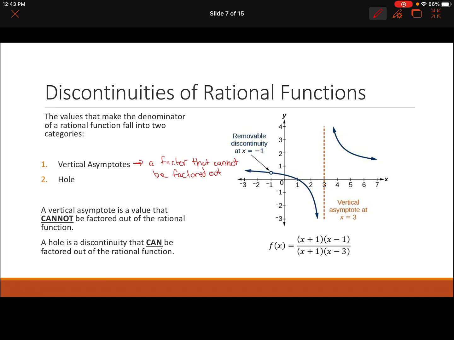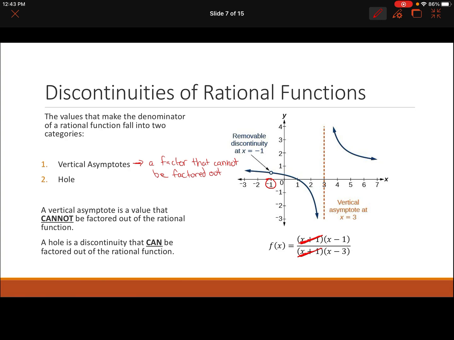So for instance, we have this graph to the right, and in factored form it is x plus 1 times x minus 1 divided by x plus 1 times x minus 3. You see at negative 1, we have a hole in the graph, and that's because the factor that produces negative 1 can be canceled out. When that happens, we get a hole in the graph. It's still a discontinuity, but it means that as the original rational function is set, you can't equal negative 1. But because you can factor it out, technically you can equal negative 1.